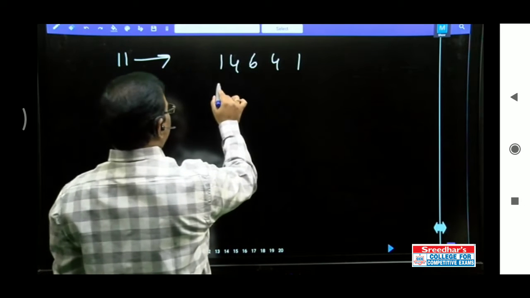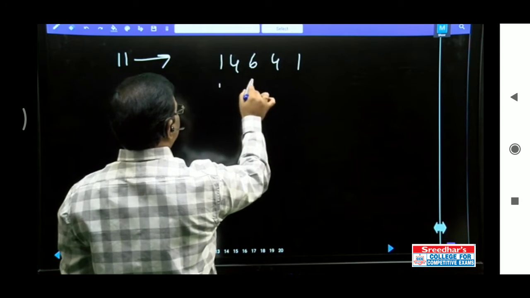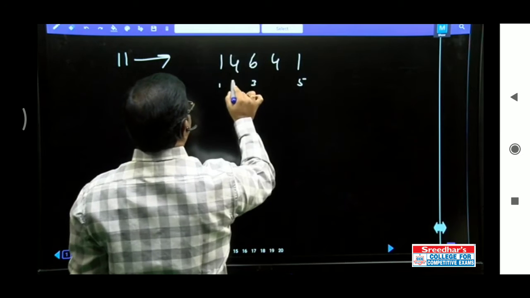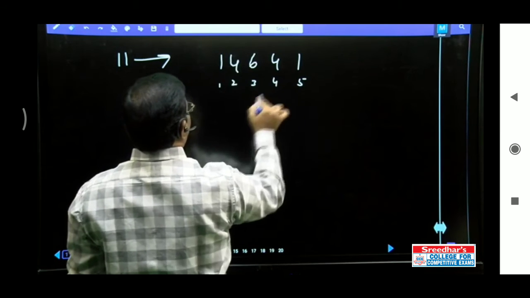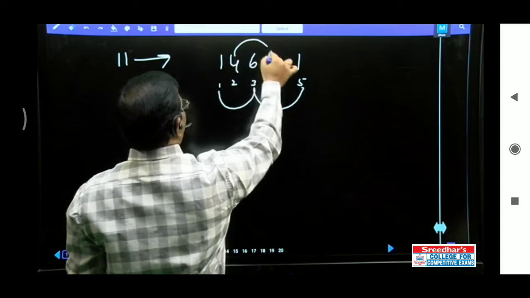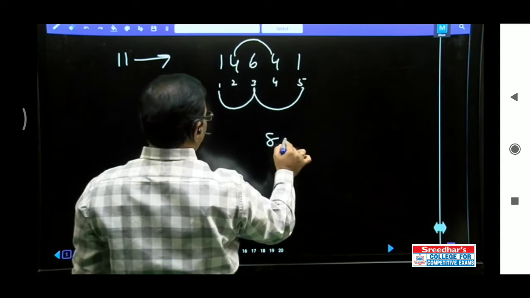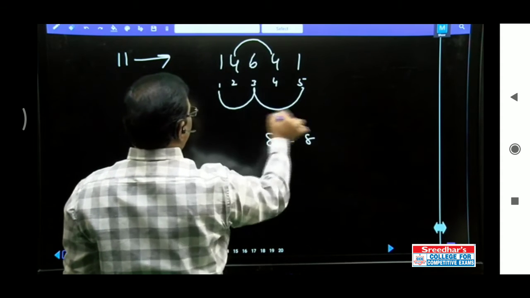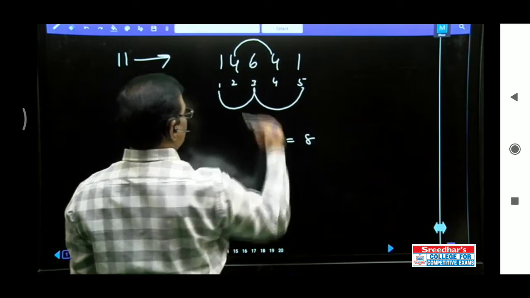We call it the sum of the digits in even places and odd places. Odd places means this is the 1st, this is the 3rd, this is the 5th. These are the even places, 2nd and 4th. Sum of the digits in odd places: 1 plus 6 is 7, 7 plus 1, 8. Sum of the digits in even places, that is 2 and 4, 8. These two should be equal. If the sum of the digits in odd places is equal to the sum of the digits in even places, then that number should be exactly divisible by 11.